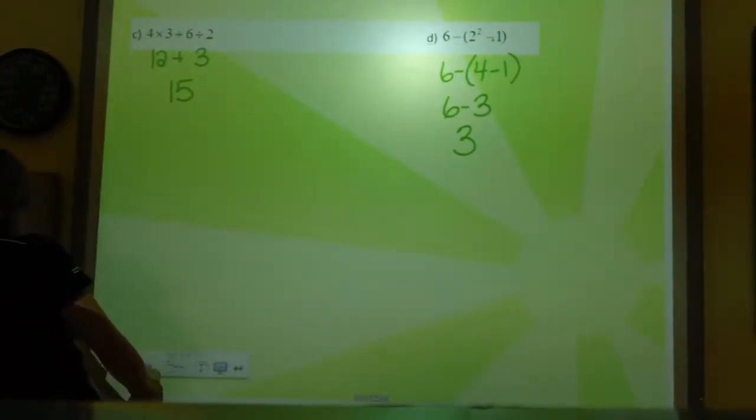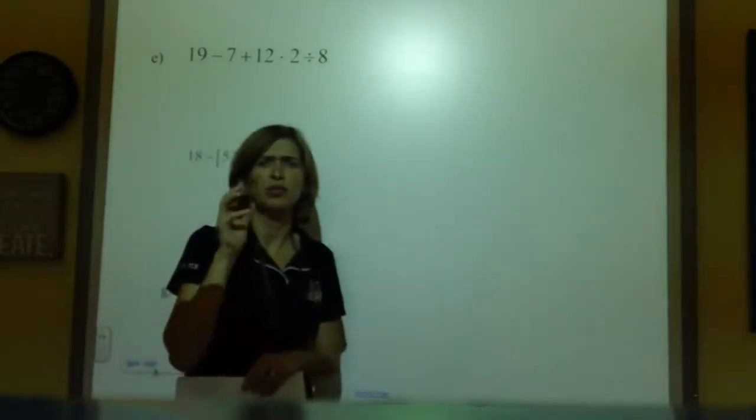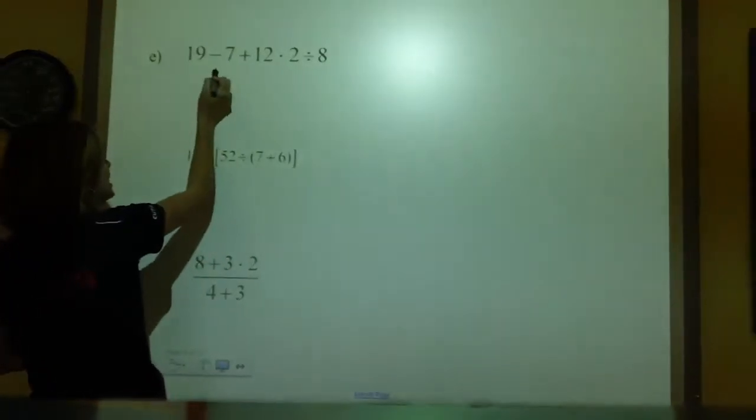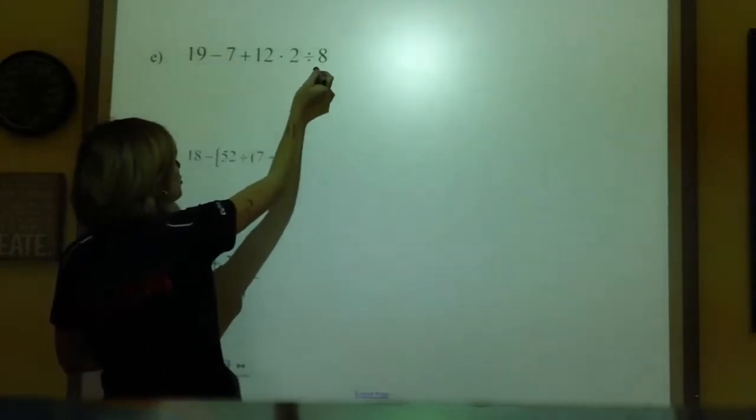Moving on. And you know, Coach Fred can sometimes make mistakes on these videos, so if you catch it, I give you a bonus point. All right, longer. 19 minus 7 plus 12 times 2 divided by 8.